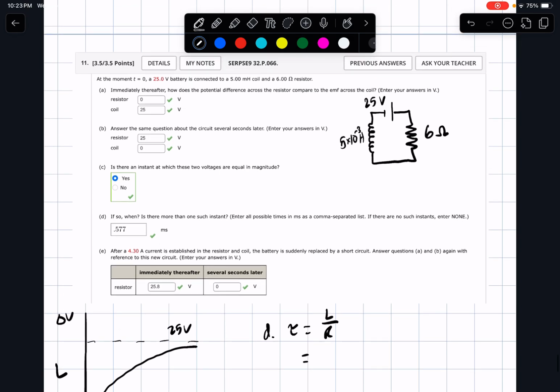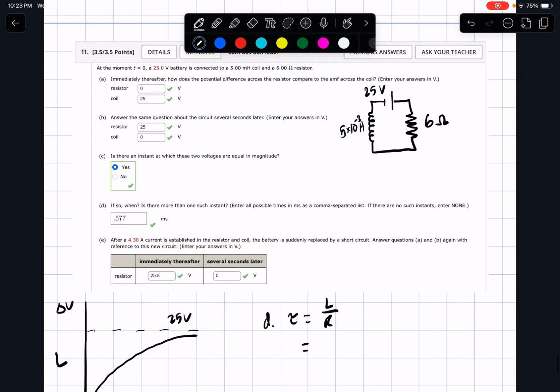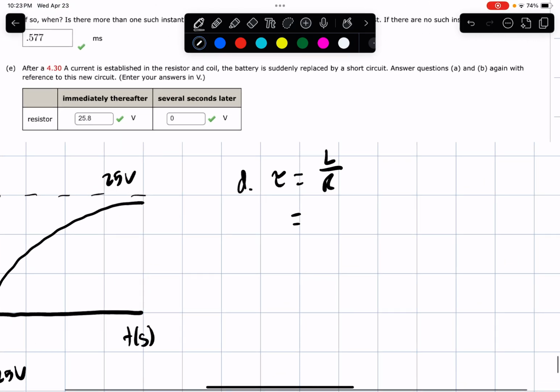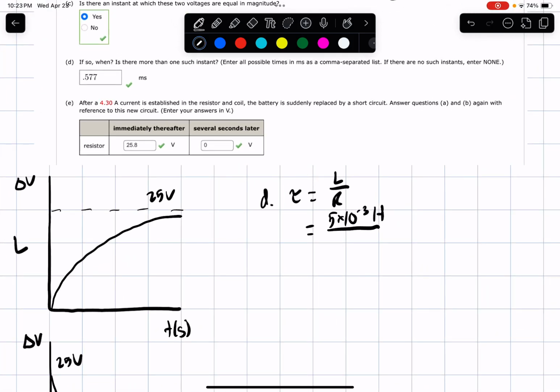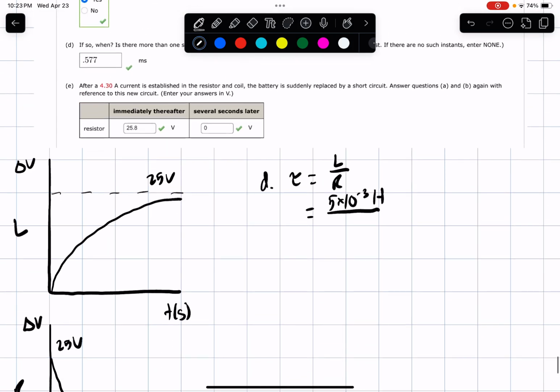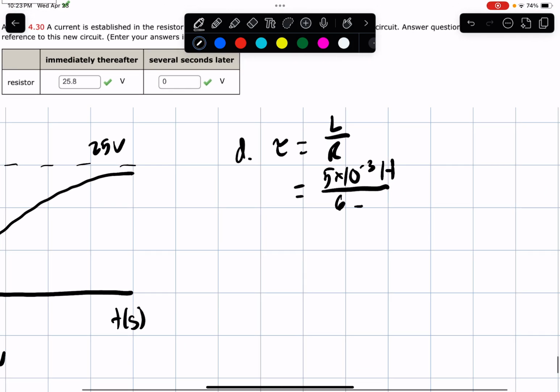So your inductance is 5 millihenries. So that's 5 times 10 to the negative third henries. And then your resistor is 6 ohms, so that would be over 6 ohms. Your tau, your time constant, if you plug this into your calculator, you will get 0.00083.